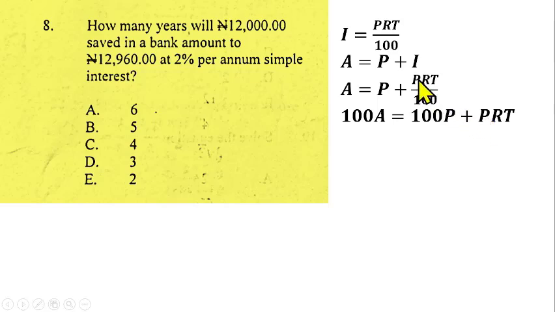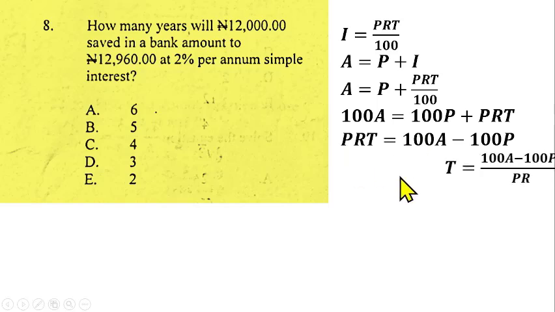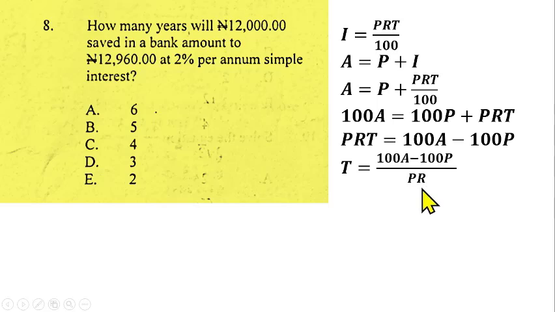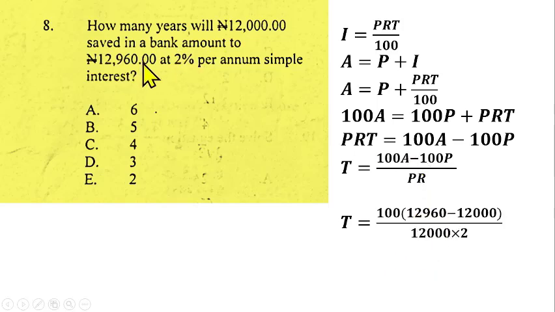100 multiplied by the PRT over 100 term, the 100 will take care of the 100, so you have PRT left. From there, you can collect like terms, you have PRT equals 100A minus 100P. Now you divide both sides by PR, so T will be equal to 100A minus 100P over PR. So we can factorize 100 at the numerator. So we have 100 into our amount, 12,960, minus the principal, 12,000, over the principal multiplied by the rate, which is 2. If you simplify that further, that will give us 4 years, which makes option C the correct answer for question number 8.